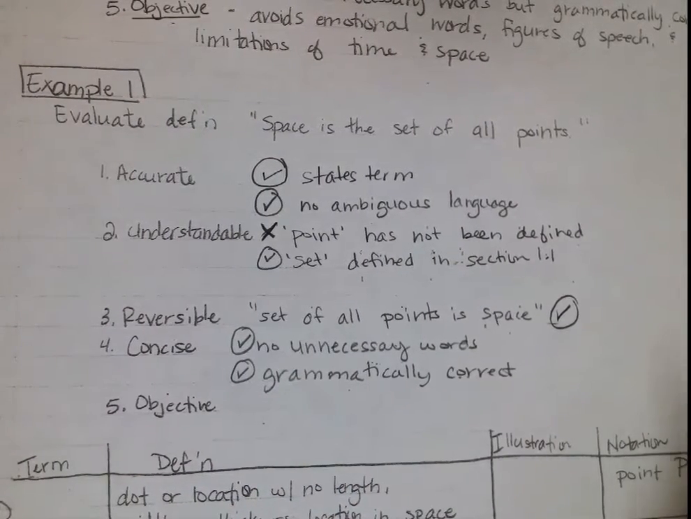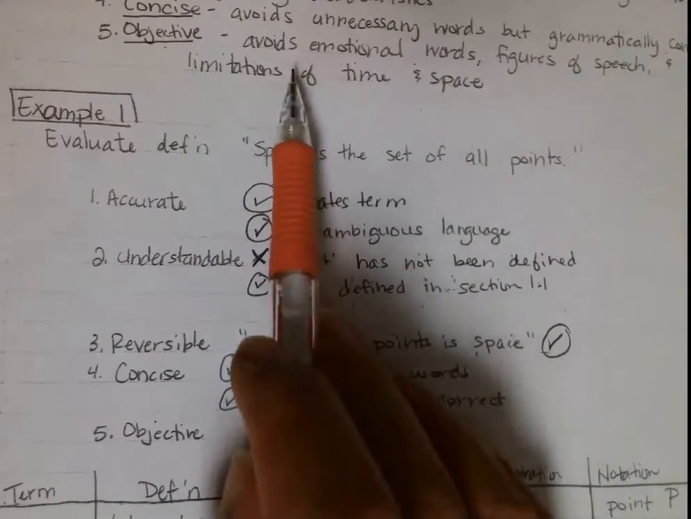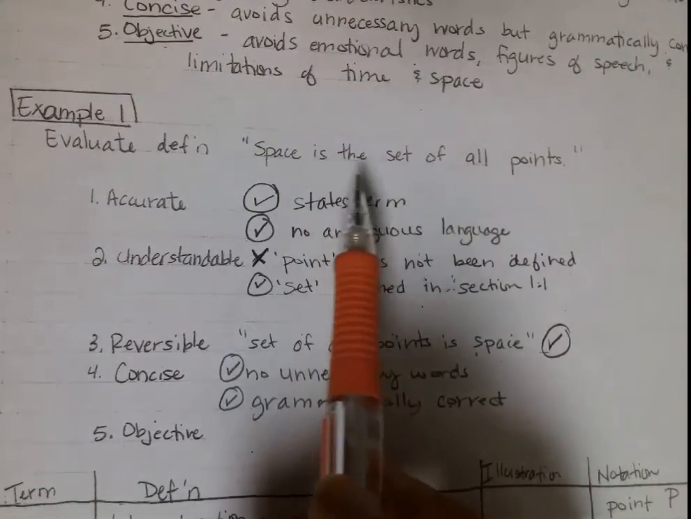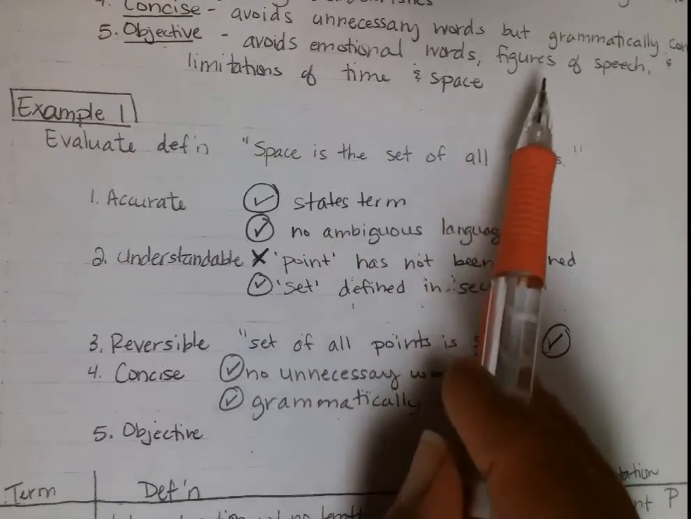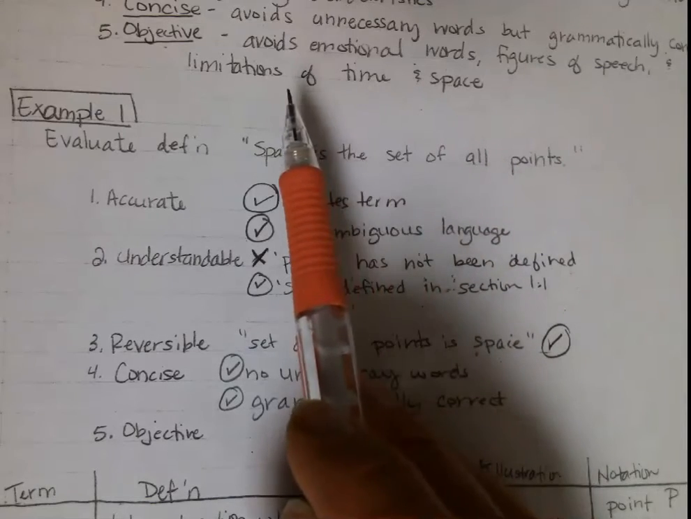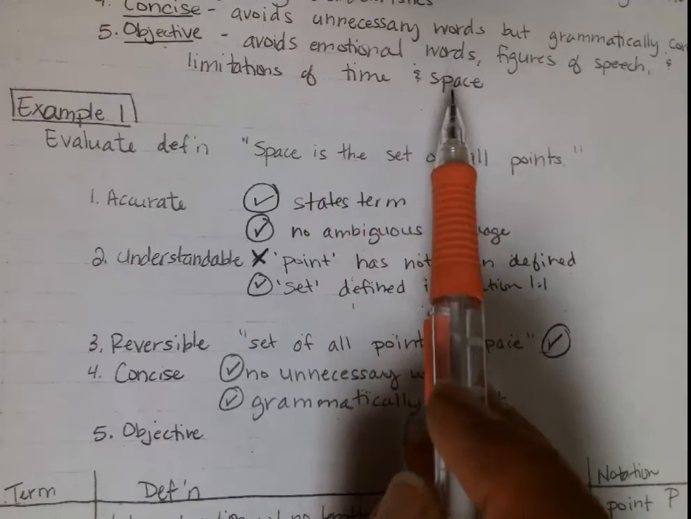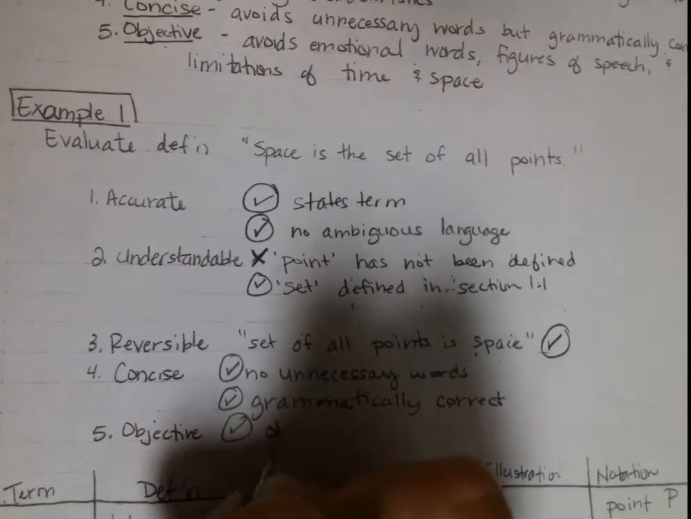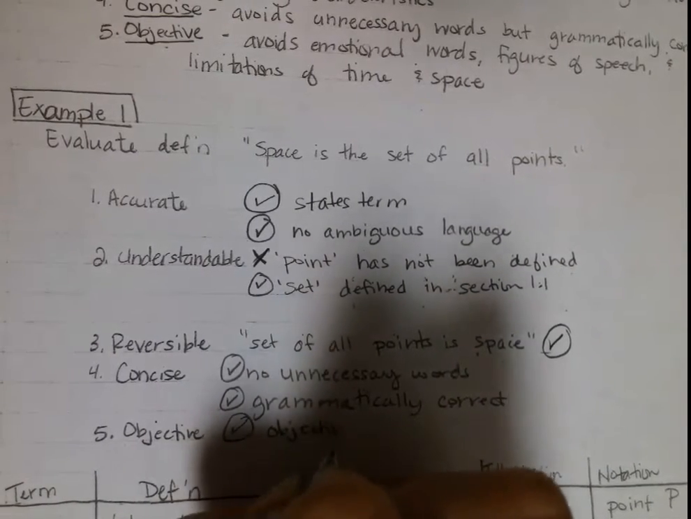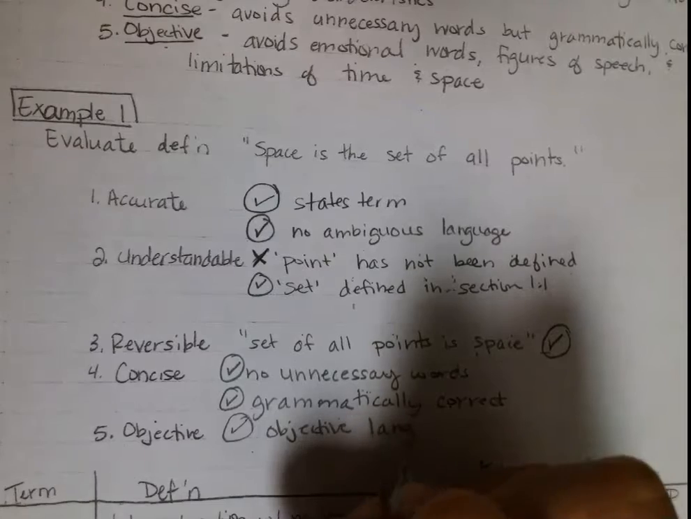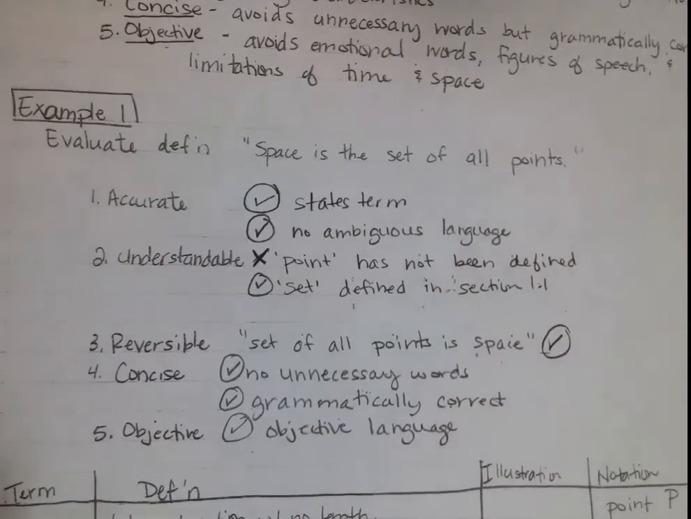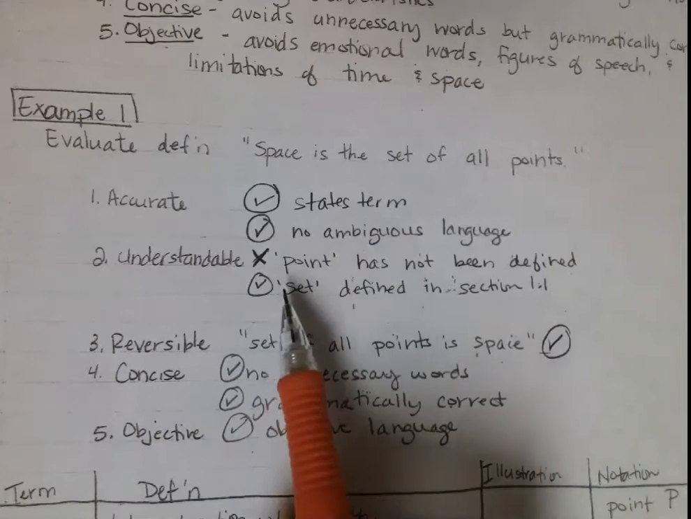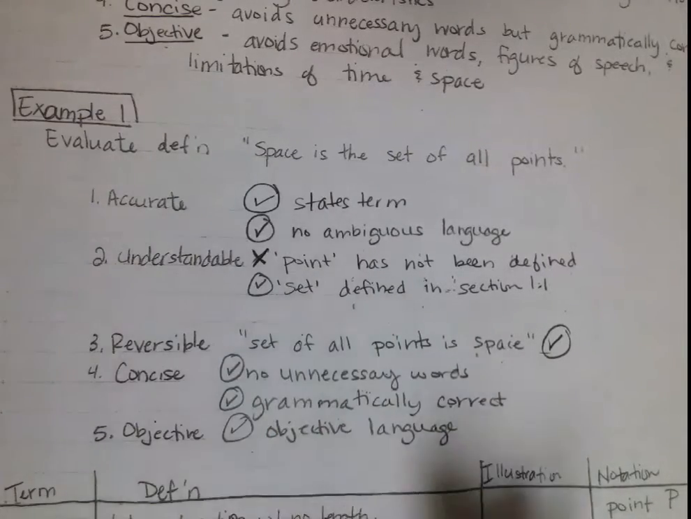And objective. So there, it avoids emotional words. Space is the set of all points. There's no emotion, no figures of speech, no limitations of time and space. So this one is good. We're really just worried that it has objective language. All right. So like I said, it's a little bit weirder to kind of go through there and think about, well, you know what a point is, but it has not been defined yet in our text.